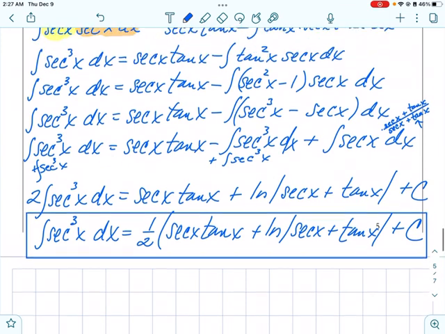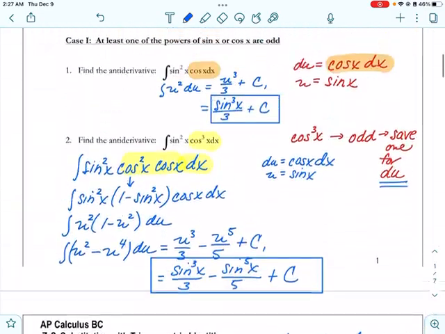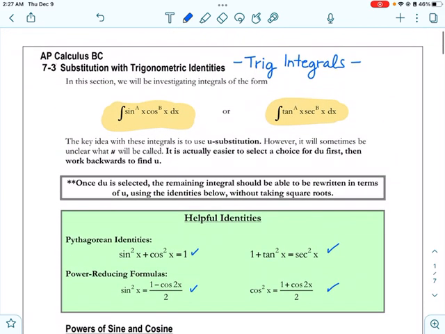Okay, so this is lesson 7.3 on trig integrals, part 2. And so have a great day. See ya.